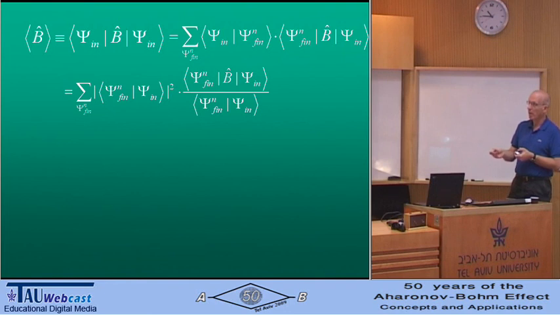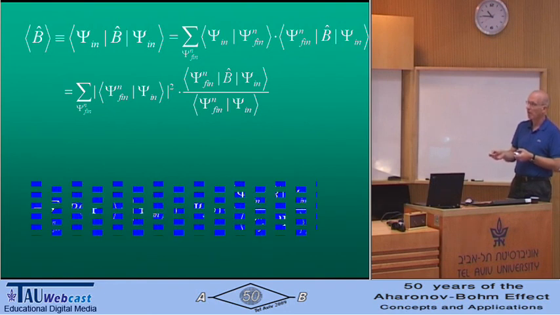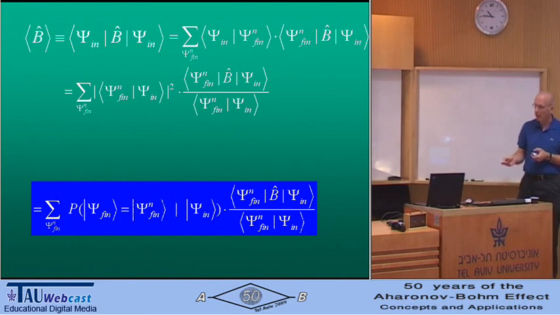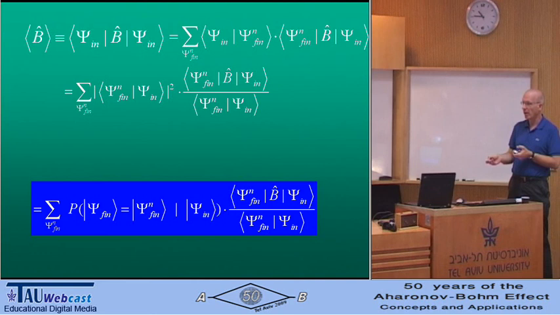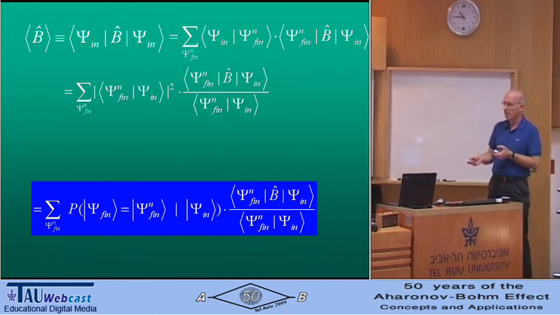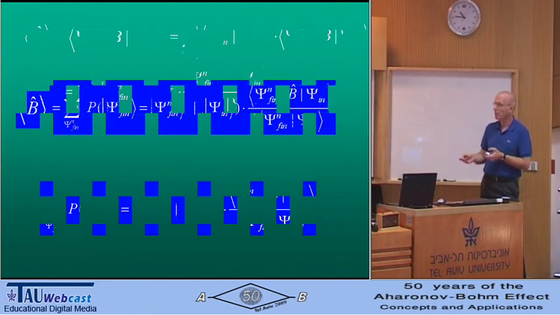So far we haven't done anything, but now we can interpret this expression in the following way. This is a sum over all final states of the conditional probability that we started with some initial state and we ended up with some final state, psi final n, and each of these conditional probabilities is multiplied by this factor.